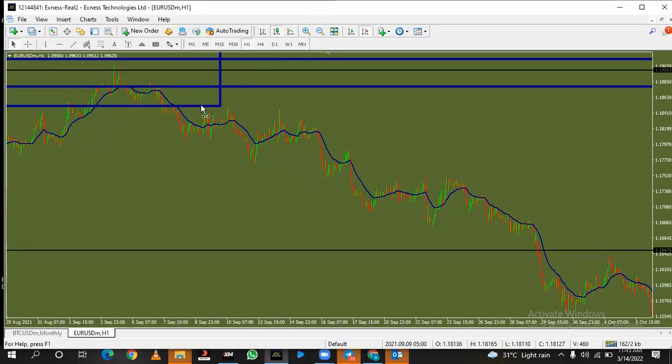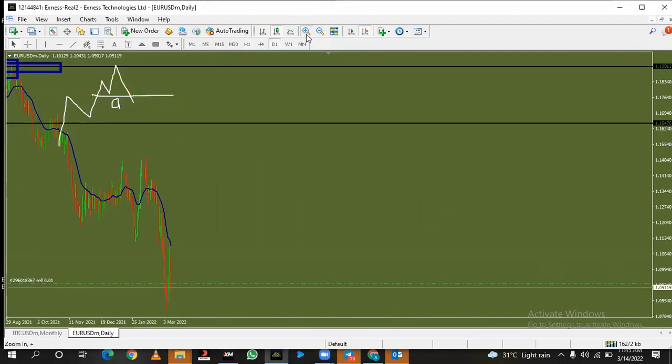Now, can you see what they did? They took price up, break market structure here. This is the A level. Now, let's go to the daily time frame to see if they confirmed it.